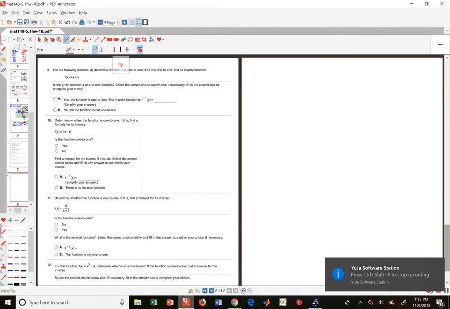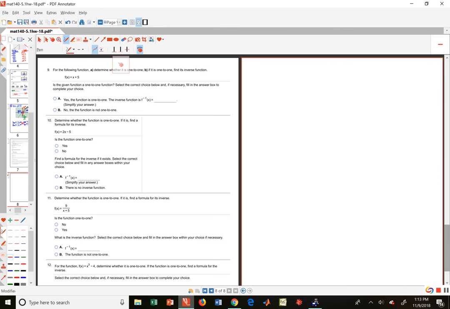Hey, welcome back. We are continuing with our inverse functions. We're still in 5.1, and we are going to now find some formulas for some inverse functions. And keep in mind, if the original function is not one-to-one, then its inverse is not going to be a function. And so that's why that was a big deal. Anyway, so on to number 9.